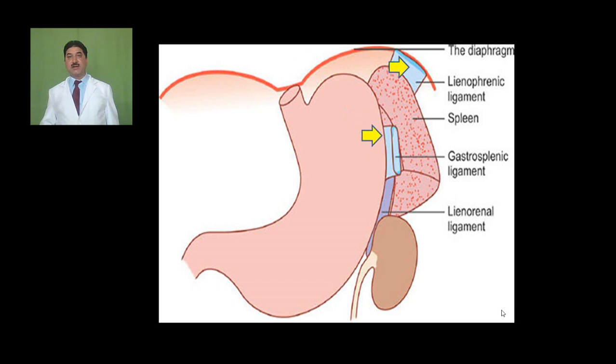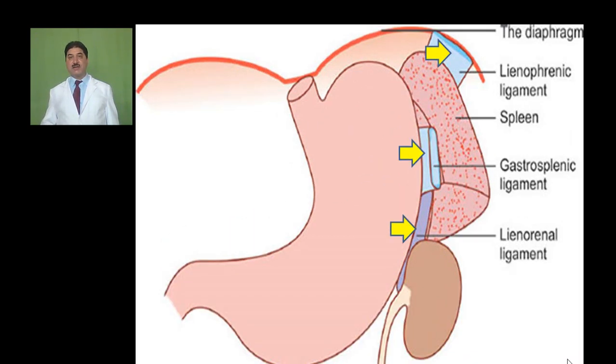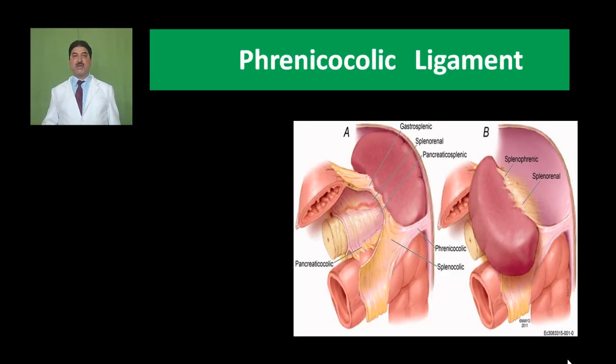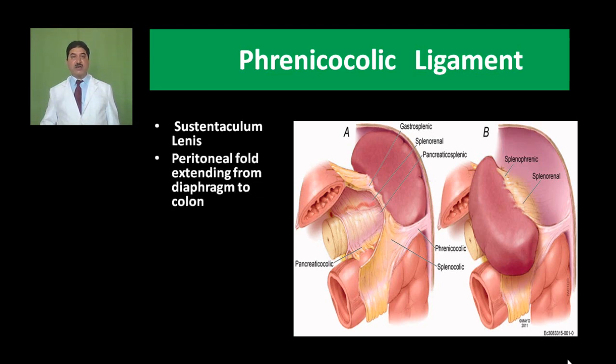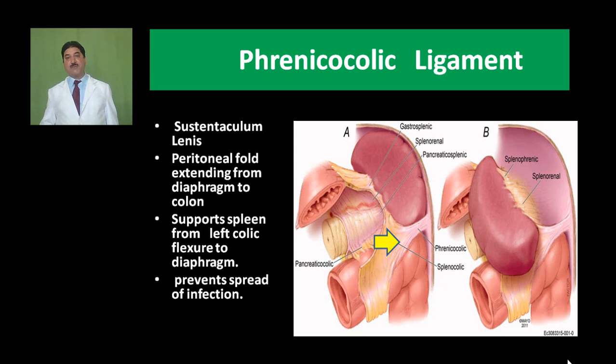So the ligaments are phrenicosplenic ligament, gastrosplenic ligament, lienorenal ligament, and phrenicocolic ligament. Phrenicocolic ligament is also called the sustentaculum lienis. Phrenicocolic fold extends from the diaphragm to the colon. This ligament supports the spleen from the left colic flexure to the diaphragm. It prevents spread of infection from the left paracolic gutter to the supracolic compartment of the peritoneal cavity.